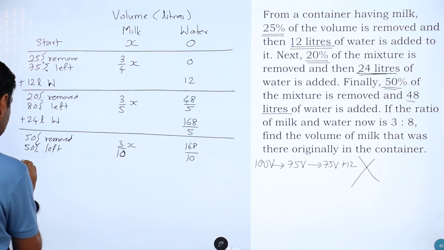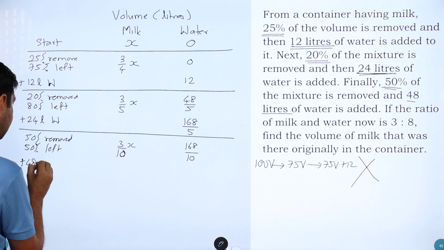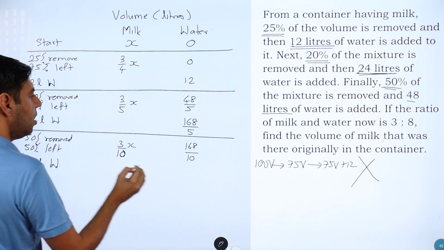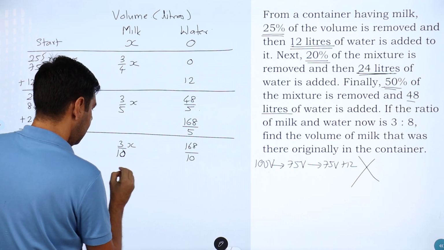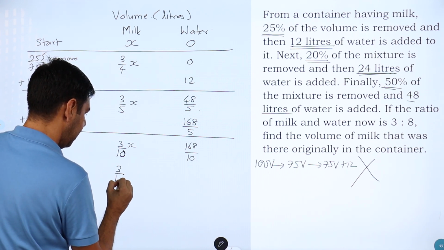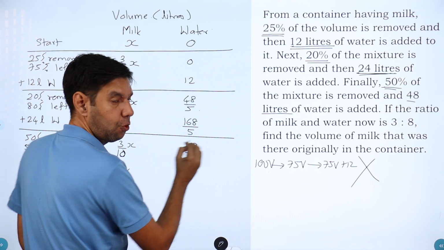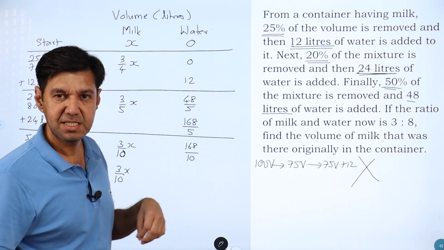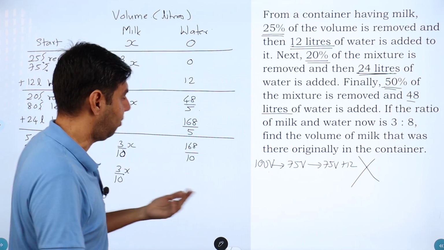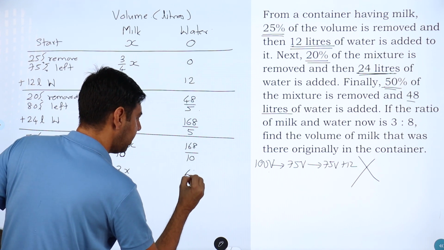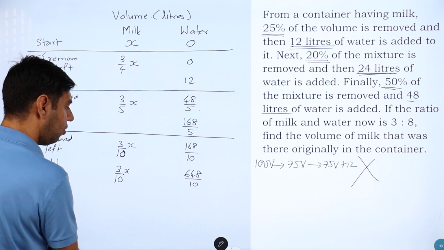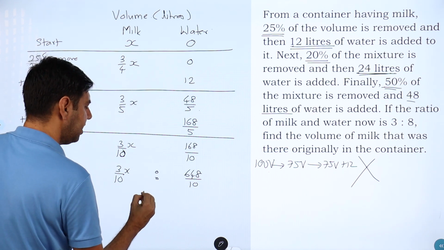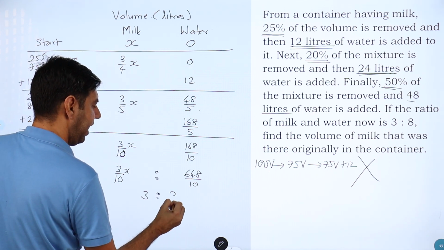And the last step is you are adding 48 liters of water. So when you add 48 liters of water, this will remain as it is. So let me write this once here, 3 by 10x and 48, that's 480. 480 and 168, that is 648. Do all calculations orally, students. And I've reached the end, and what's given is that this ratio is nothing but 3:8.